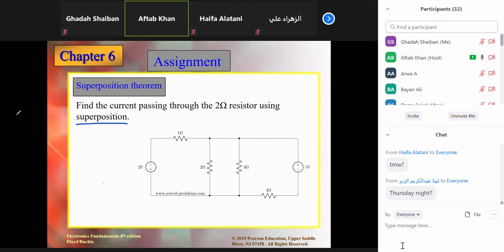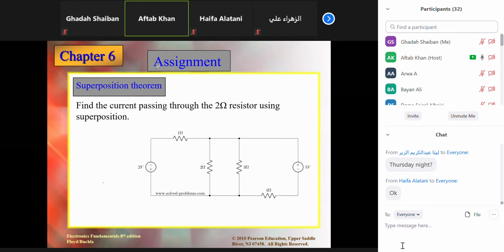Yeah, not Thursday, Saturday, sorry. The deadline will be on Saturday. So this is one thing here, okay? You know that this is the resistance. Here you need to find the current passing through the 2 ohm resistor.